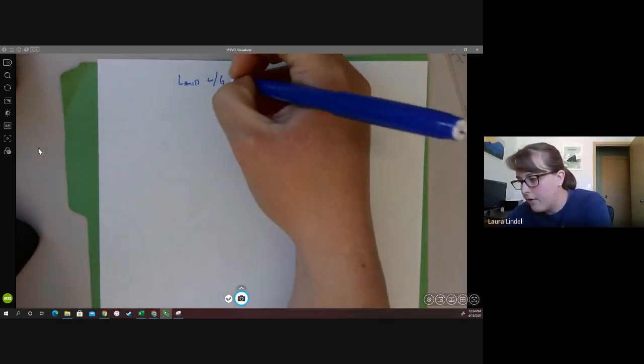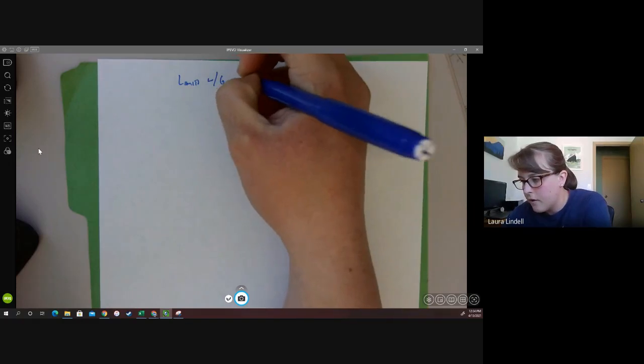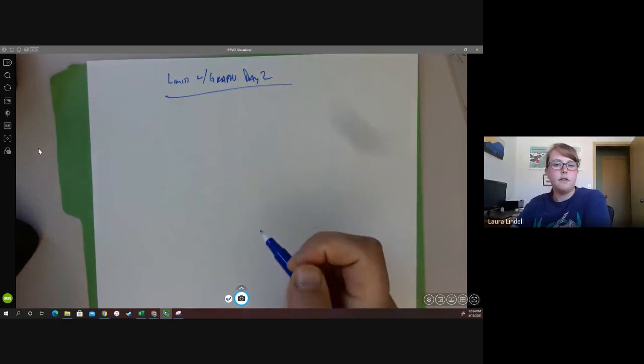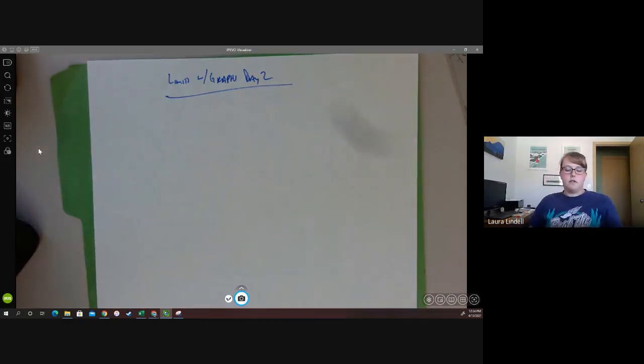Limits with graphs. Day 2. So the first thing we're going to talk about is left and right limits.